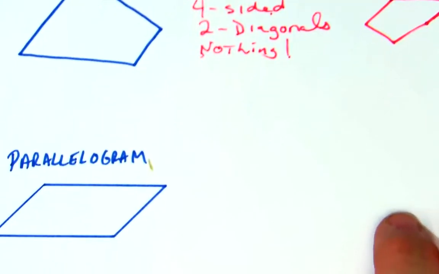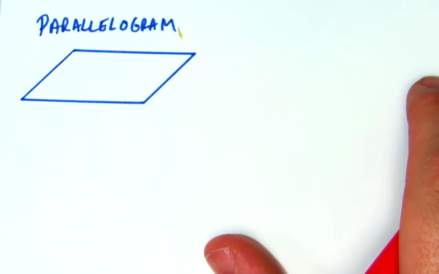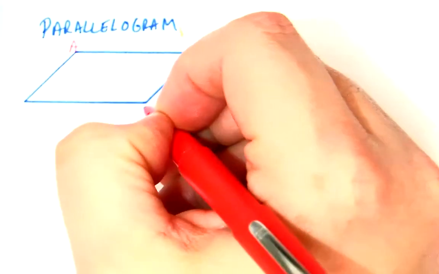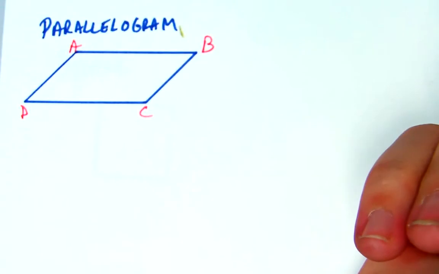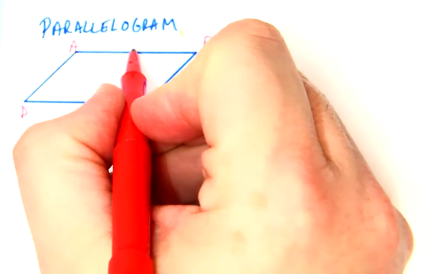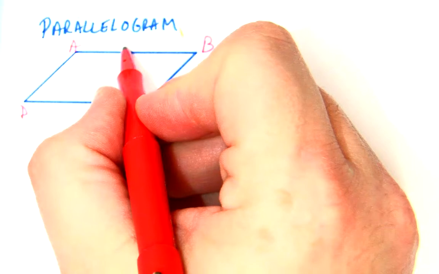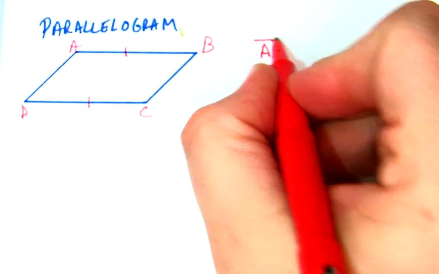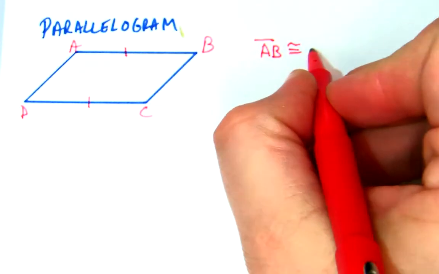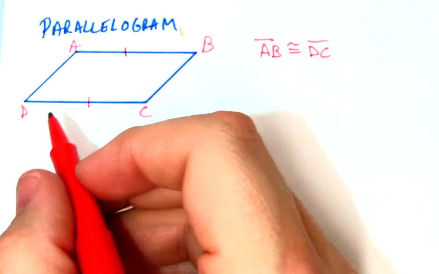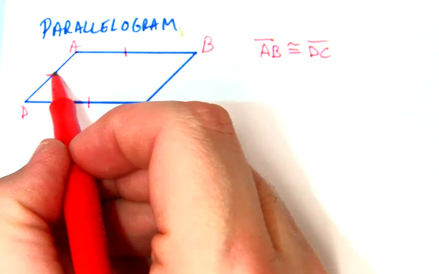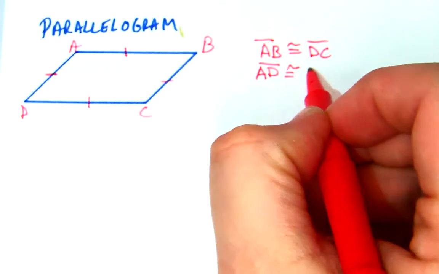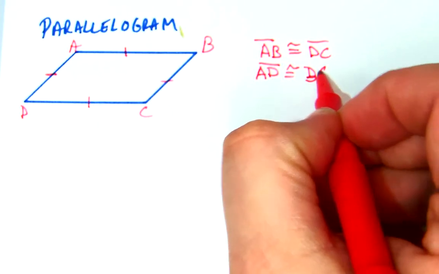When we start getting into different shapes like a parallelogram, and I'll label that A, B, C, and D, what do you know? What about AB and DC? They're equal, so they're congruent. So I could say AB is congruent to DC. Any other sides that are congruent? AD and BC. So AD is congruent to BC.